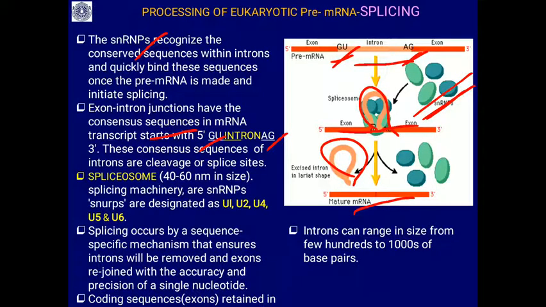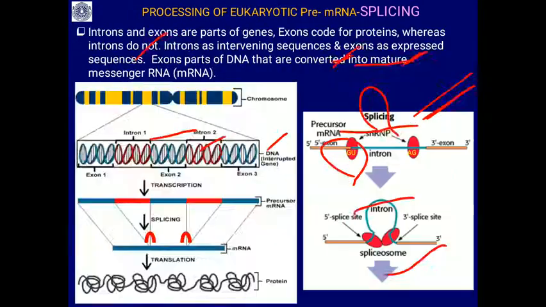What is the size of these introns? They may range from a few hundred base pairs to thousands of base pairs in length. The number of introns in the mRNA depends on the complexity of the organism. A very complex organism has many introns. They have to be removed during the splicing process, during pre-mRNA processing.